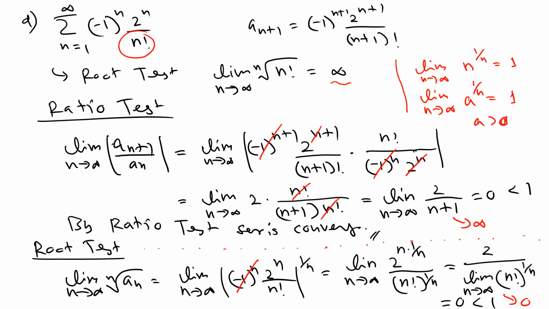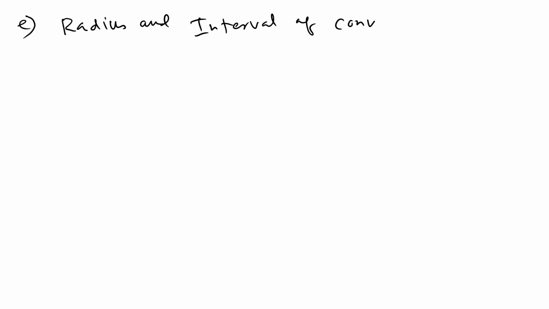So let's try to go to the next type of problem. So what's the next type? The radius of convergence problem. So let's do that now. Part E. So this can be like a standalone question in an exam. So radius and interval of convergence. Radius, and let's do both interval of convergence. Okay, radius and interval of convergence.